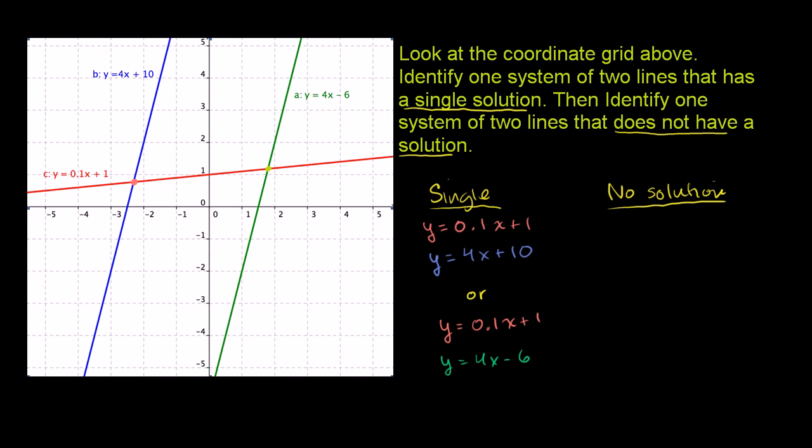So for the second part of the question, a system that has no solution is y is equal to 4x plus 10, and the other one is y is equal to 4x minus 6. And notice they have the exact same slope, and they're two different lines. They have different intercepts. So they never, ever intersect. And that's why they have no solutions.